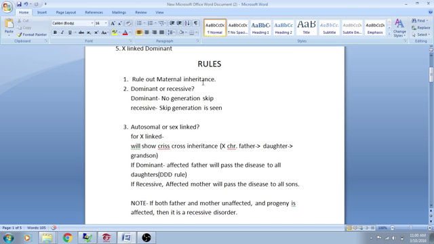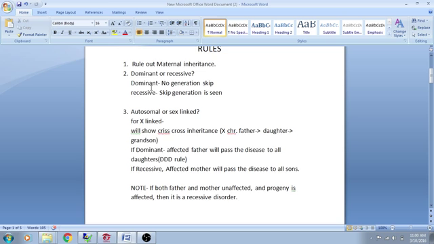The second thing you have to check is whether it is dominant or recessive. If the disease is not maternal inheritance, it can be either autosomal or X-linked, and it has to be either dominant or recessive. In case of dominant, you will not see any generation gap, and in case of recessive, you will see some generation gap. Now you know which one it is.